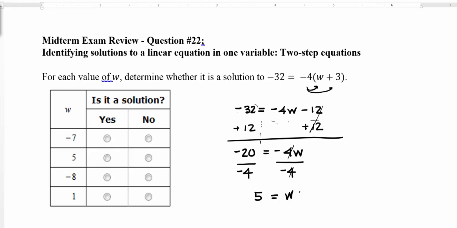So the only thing that works for this equation is that w has to equal 5. Okay, so we could do the work and get to our solution. So the only thing that's going to work is 5, and all the other ones will not work. So only 5 is a solution.